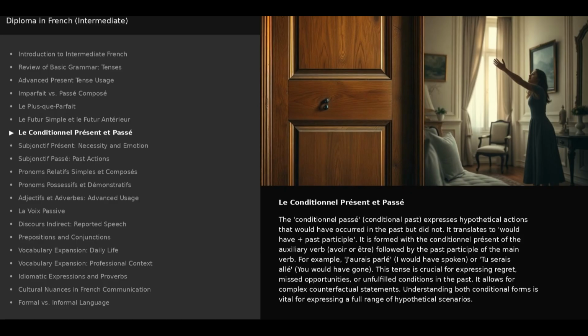This tense is crucial for expressing regret, missed opportunities, or unfulfilled conditions in the past. It allows for complex counterfactual statements. Understanding both conditional forms is vital for expressing a full range of hypothetical scenarios.